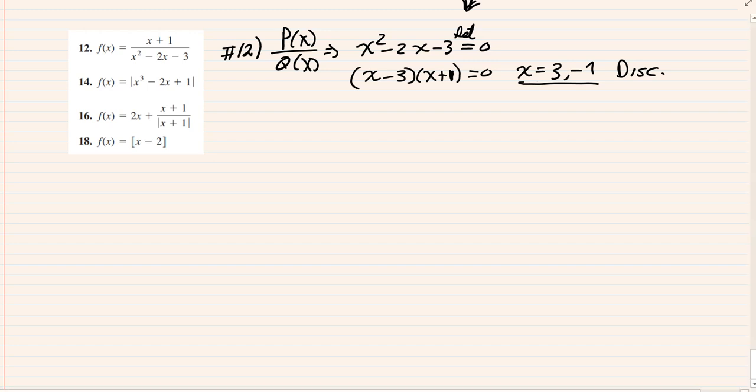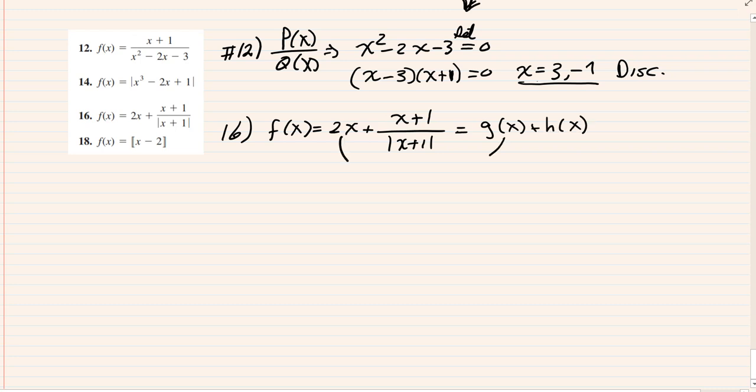Number 16, let's take a look at number 16. Again, in number 16, I'm okay with 2x. That's polynomial, right? Linear function. Those are always continuous. So we're going to look at this one. So let me actually write it. In number 16, f of x is 2x plus 1 over absolute value of x plus 1. Don't get LCD or do anything amazing. So this is actually in the form of g of x plus h of x, right? Here's my g of x, here's my h of x.